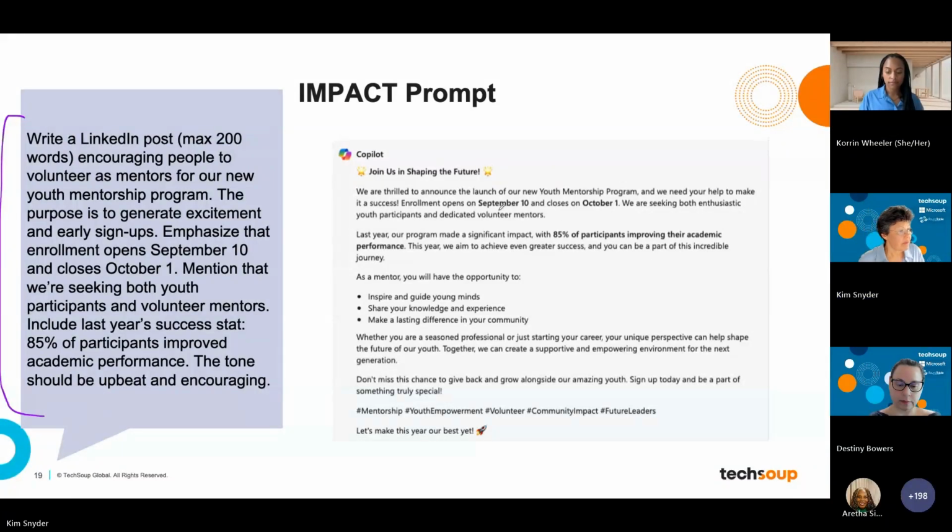So if you're wanting to use this post to get people to enroll for this program, and you want to have them enroll during the time period that's specified, tell them right up front why it was so successful, like why bother doing this? Well, last year, 85% of participants improved, right? So you can see that giving it more information helps you shape it to be closer to what you want in terms of the end results.